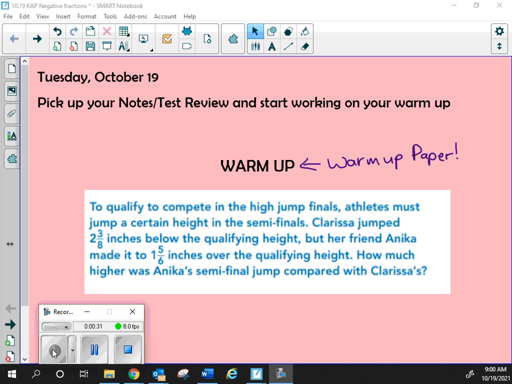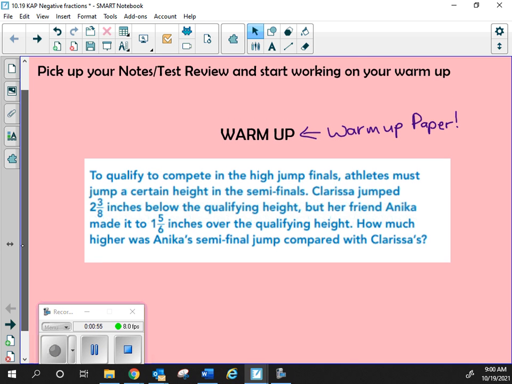So, warm-up says, to qualify to compete in the high jump finals, athletes must jump a certain height at the semifinals. Clarissa jumped 2 and 3/8 inches below the qualifying height, but her friend Anika had made it to 1 and 5/6 inches over the qualifying height. How much higher was Anika's semifinal jump compared with Clarissa's?